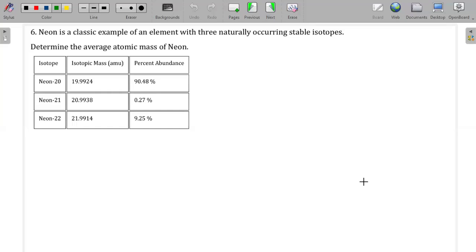In this video, we are going to look at isotopes: how to find the average atomic mass, or what we call the relative atomic mass, when you're given isotopes, that is their mass and their percent abundance. Here we've been given three isotopes. The question says neon is a classic example of an element with three naturally occurring stable isotopes. Determine the average atomic mass of neon.